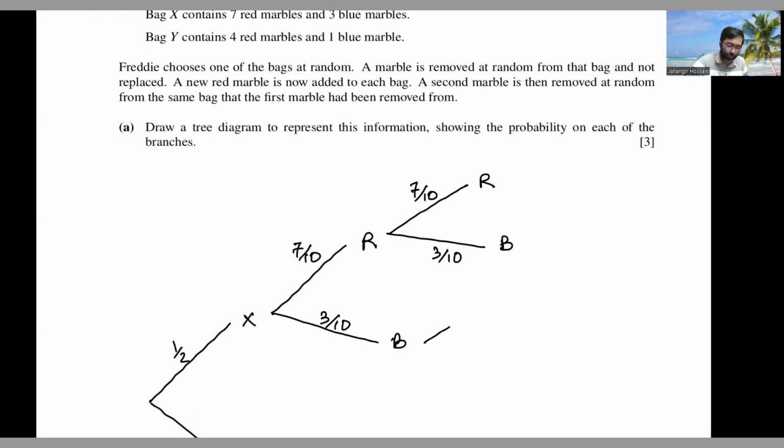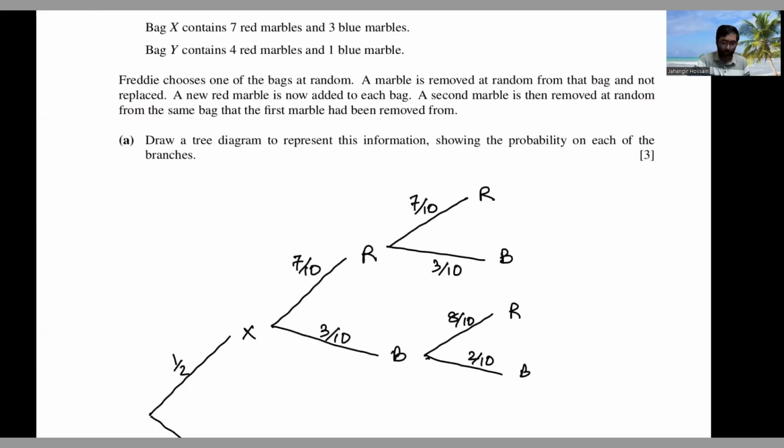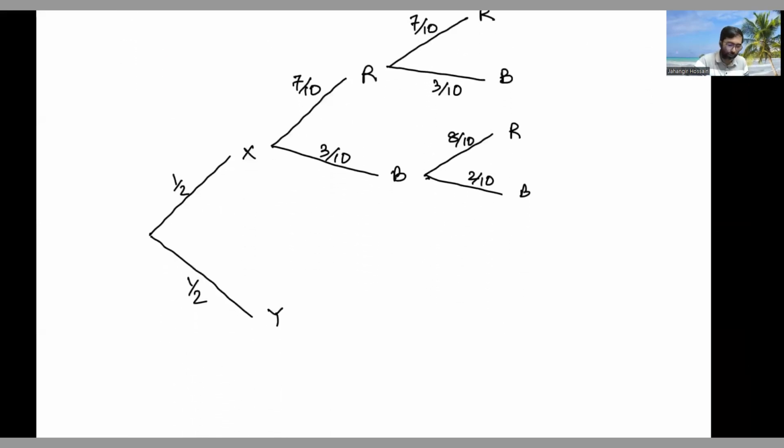If the first marble chosen from bag X is red, then we'll have 8 red marbles and 2 blue marbles in the bag. So the probability of a red marble being chosen again will be 8 by 10 and blue marble 2 by 10. Okay, now what happens if Freddie chooses bag Y?